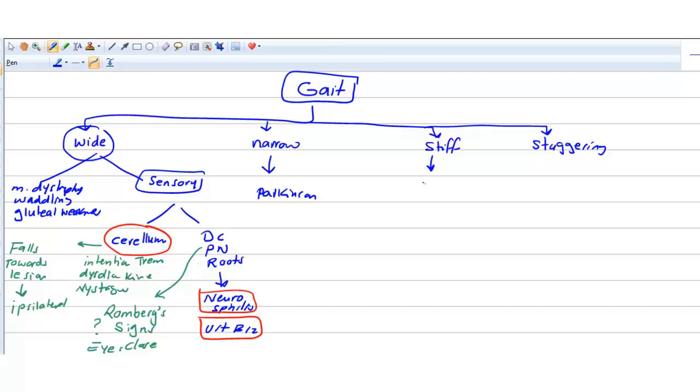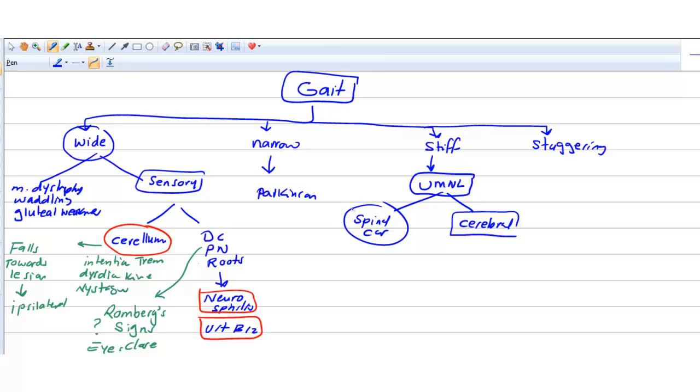So basically you are talking about upper motor neuron signs usually, which could be just after a stroke, or could be spinal cord problems. Usually they divide it by whether it's a spinal cord pathology or a cerebral cortex pathology. So you have spinal cord, which is usually stiff when he walks. I think we're almost done, by the way.